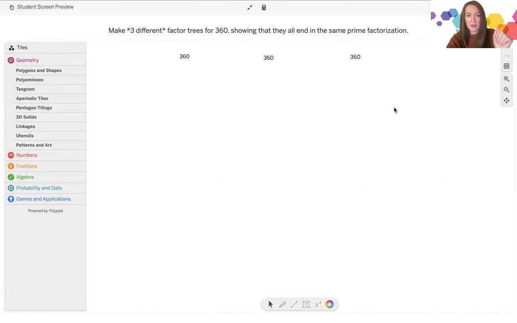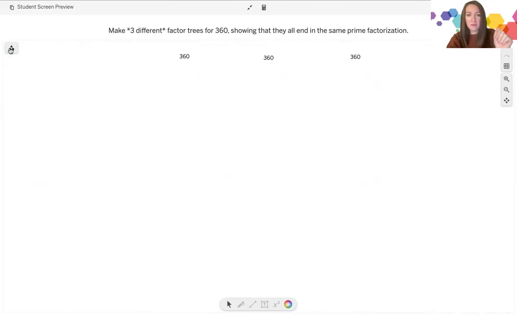So this prompts us to make 3 different factor trees for 360, showing that they all end in the same prime factorization. No matter what pathway we take, pulling apart 360 by way of a factor tree, which we will see 3 examples of here, no matter what journey we take, we're going to end up with the same prime factorization of 360, no matter what. It's unique. There's only one way to factor 360 down into all primes multiplied by each other. All right, so let's get started.